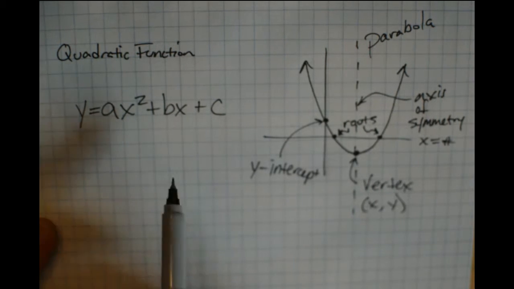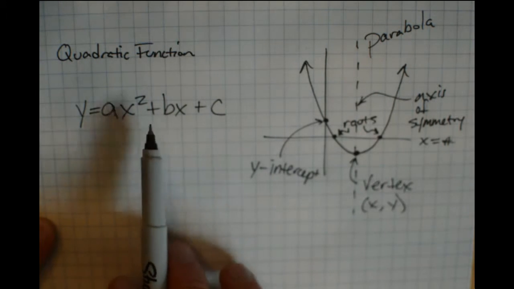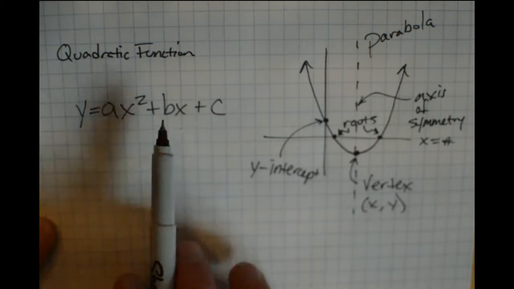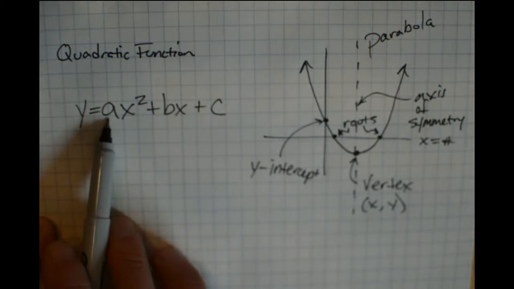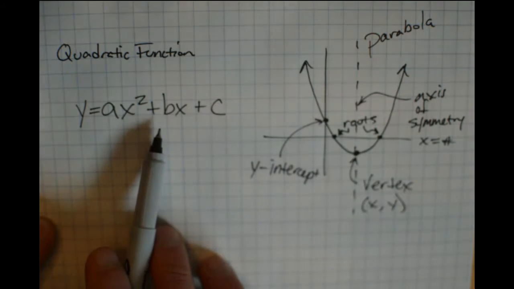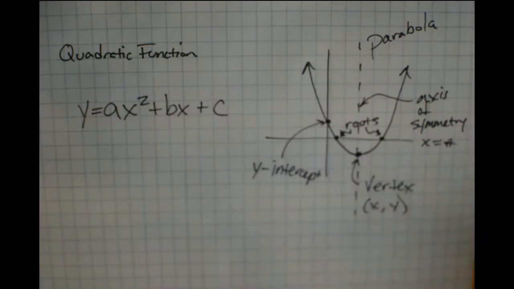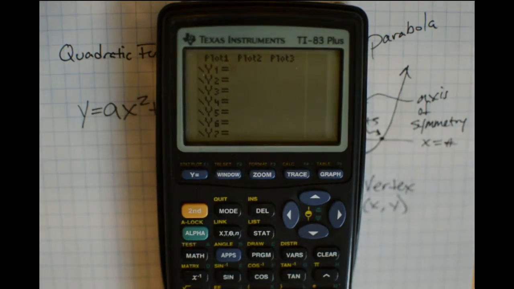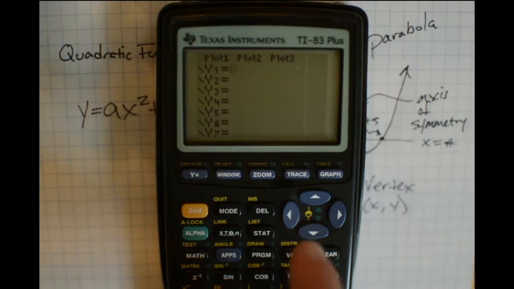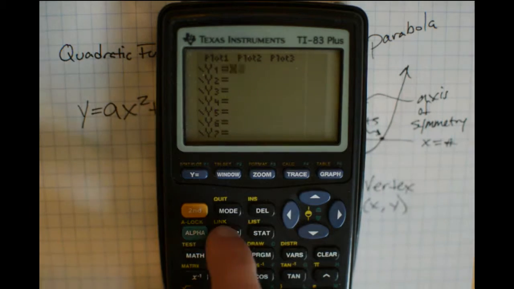Now what I want to focus on in this video is how a couple of these values are going to change the shape of a parabola. So I'm going to take a look at what a does and what c does, and we'll take a look at b another time. The first thing I want to do is take out the old graphing calculator and look at what the most basic quadratic function would be, y equals x squared.